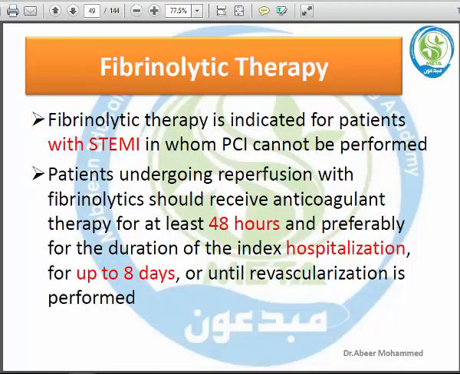Fibrinolytic therapy: we use fibrinolysis for patients with STEMI in whom we cannot perform PCI. A patient undergoing reperfusion with fibrinolytics should receive an anticoagulant for at least 48 hours or for the hospitalization period up to 8 days. Then, if the patient will continue hospitalization for more than 8 days, I will stop the anticoagulant after 8 days.